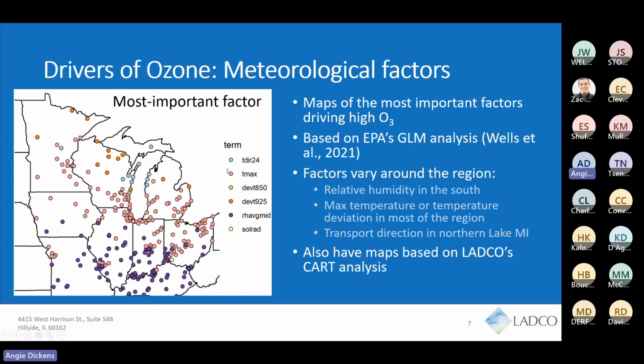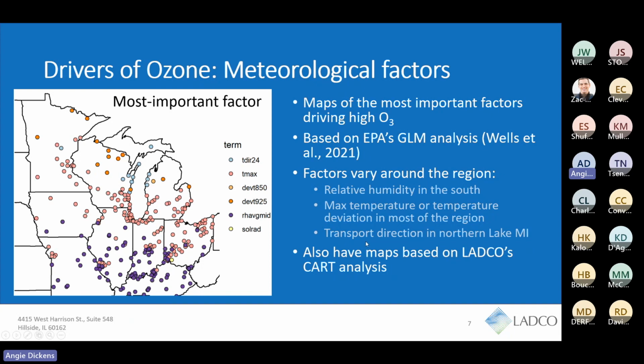Most of the region, this pinky orange and these two orange colors, is temperatures, either maximum temperature or deviation of temperature from the mean. So most of the region, particularly the northern part, temperature is the biggest factor, with the exception of the northern part of Lake Michigan, where the 24-hour transport direction is most important. This fits our general understanding that transport is really important around Lake Michigan and temperatures are really important generally. I actually hadn't fully grasped that relative humidity is more important than temperature in the southern part of our region.